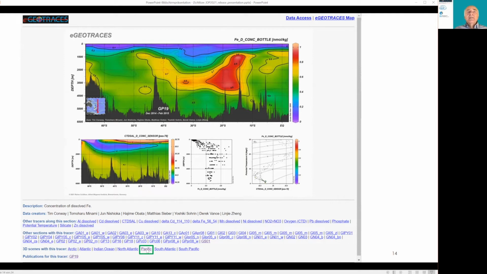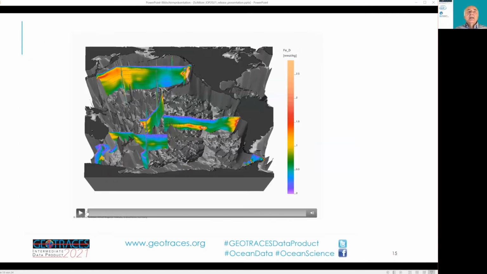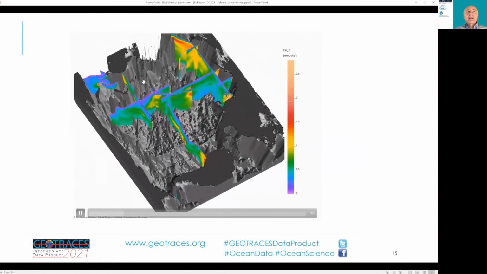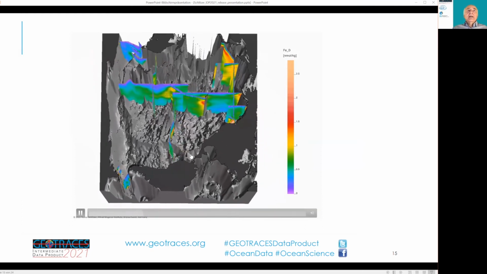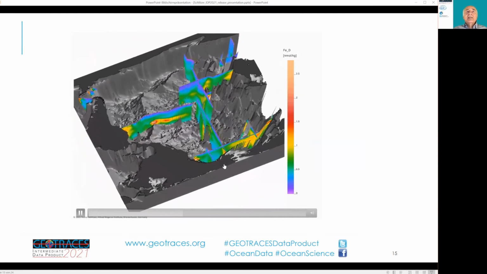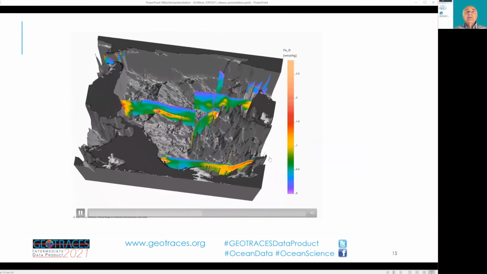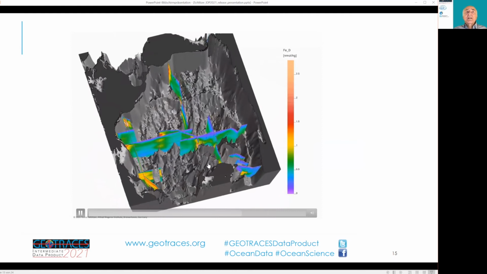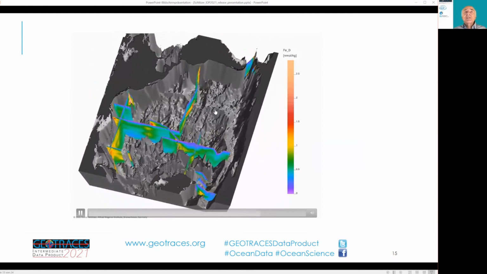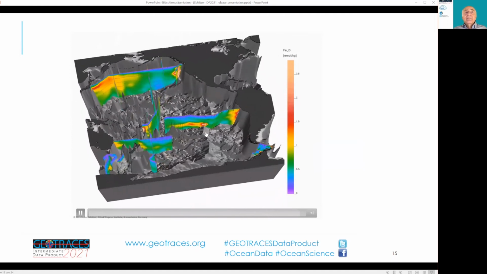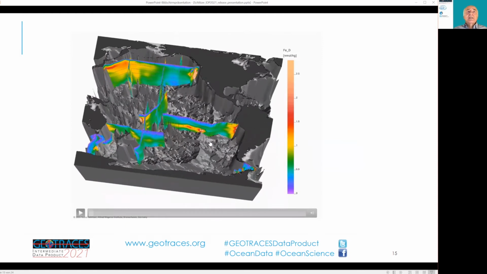For example, I've clicked here the Pacific as the basin that I'm interested in, and then you would get one of these animated rotating 3D images like this one here. And as you can see, these 3D rotating scenes summarize the information of many, many cruises, and they give you an overview of this tracer in the particular basin. And you can see important features quickly. So that's the value of these 3D scenes.